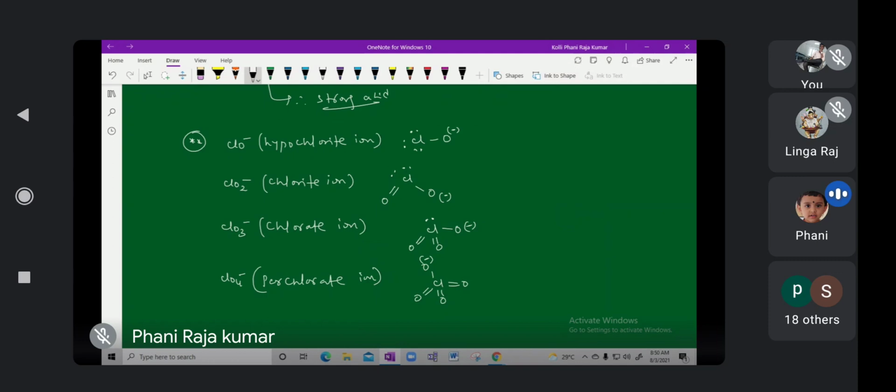ClO minus means obviously linear, no chance of bent, since only 2 atoms are there, no? And this one is bent. This one is pyramidal. And this one is tetrahedral. In all these, we have sp3 hybridization near chlorine.